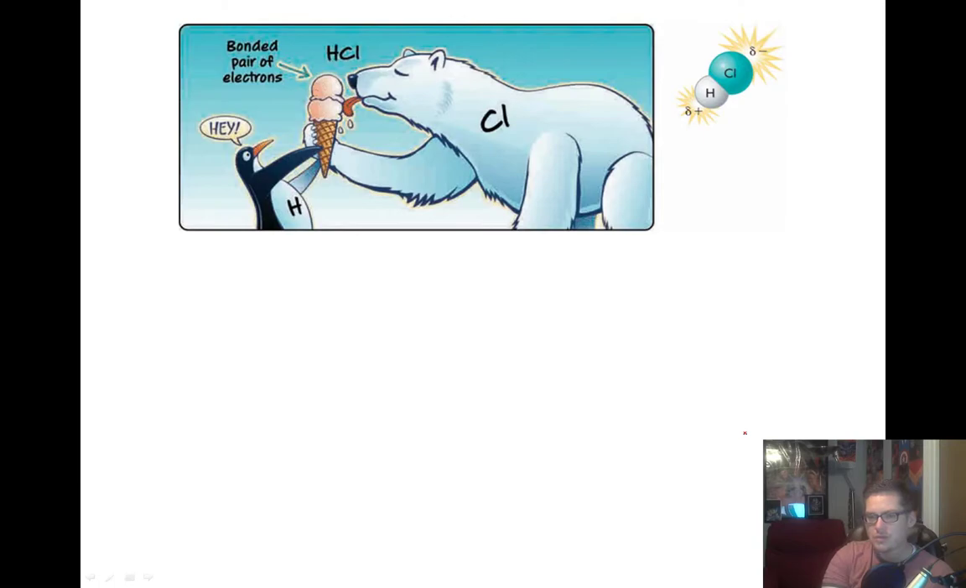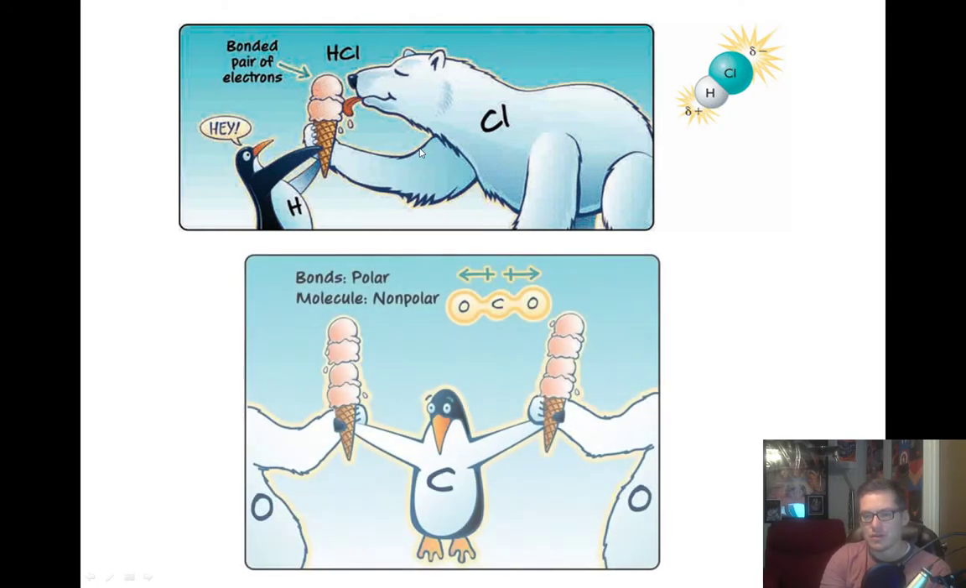Here's a couple of comics to help us visualize what's going on. You've got a penguin, who is hydrogen, and a polar bear, who is chlorine, and they're sharing an ice cream cone. Chlorine is a lot stronger than the penguin, so this is saying that chlorine has a lot more electronegativity, and here's the bonded pair of electrons they're sharing, and the chlorine is going to pretty much hog it. You get the same kind of idea with carbon dioxide. Now the penguin is carbon, and the polar bears are oxygen. Notice that there are 4 scoops to represent the 4 electrons shared on either side, the double bonds. It's pretty funny. I like that.